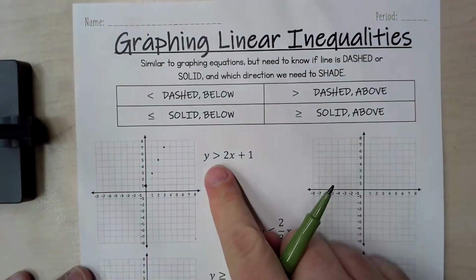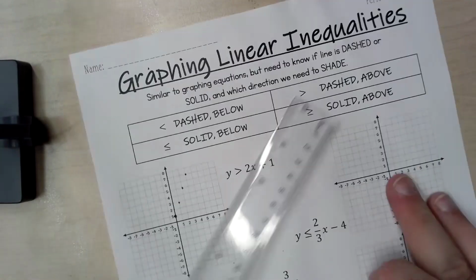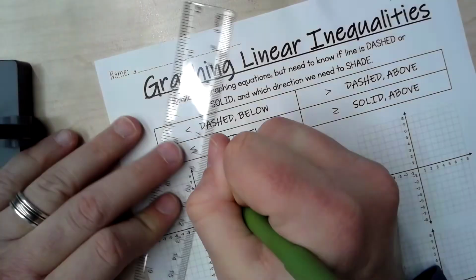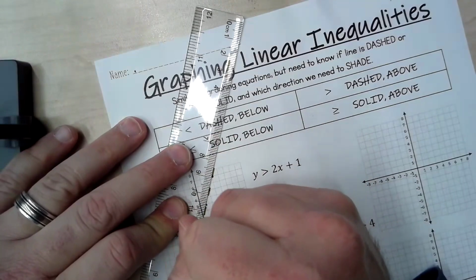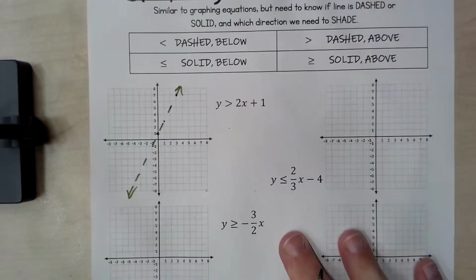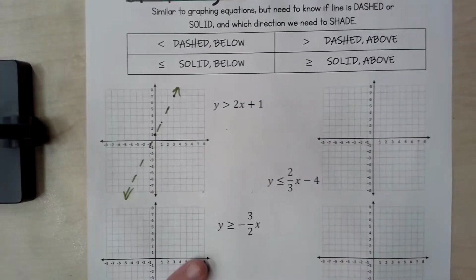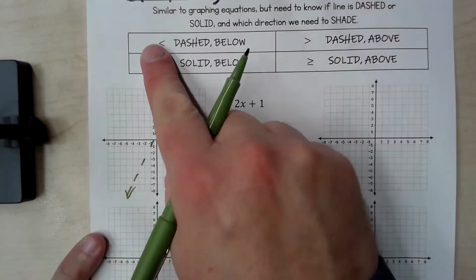But since this is just greater than, since it's not "or equal to," it needs to be a dashed line. So I just got to leave little spaces. It's not a solid line because the line itself is not correct, right? But if it's greater than, right? y is greater than, I need to shade above my line.